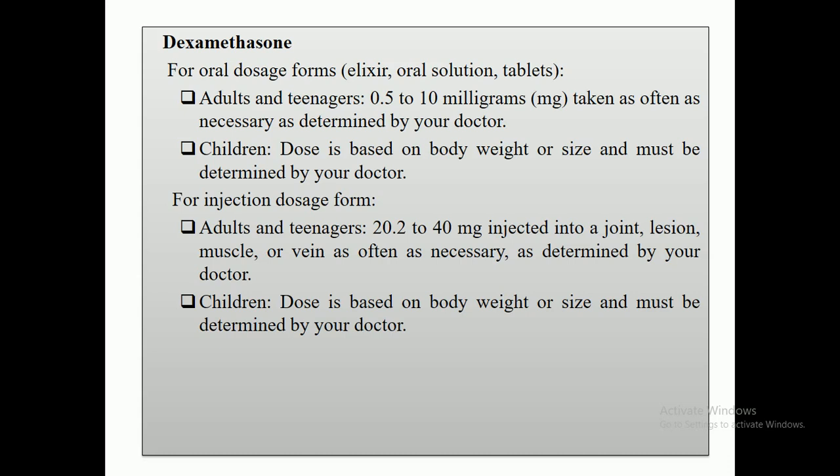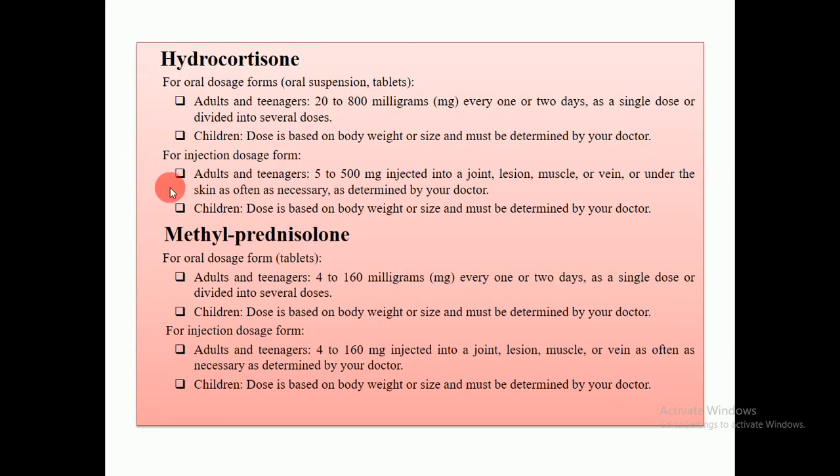For children, the dose is based on the body weight or the size, and must be determined by your doctors or practitioners. For injection dosage form for adults, the normal dose is 0.2 to 40 milligram, injected into the joints, lesion and muscle, and as often as necessary as determined by your doctor. For children, that is recommended according to the body weight of the patient.